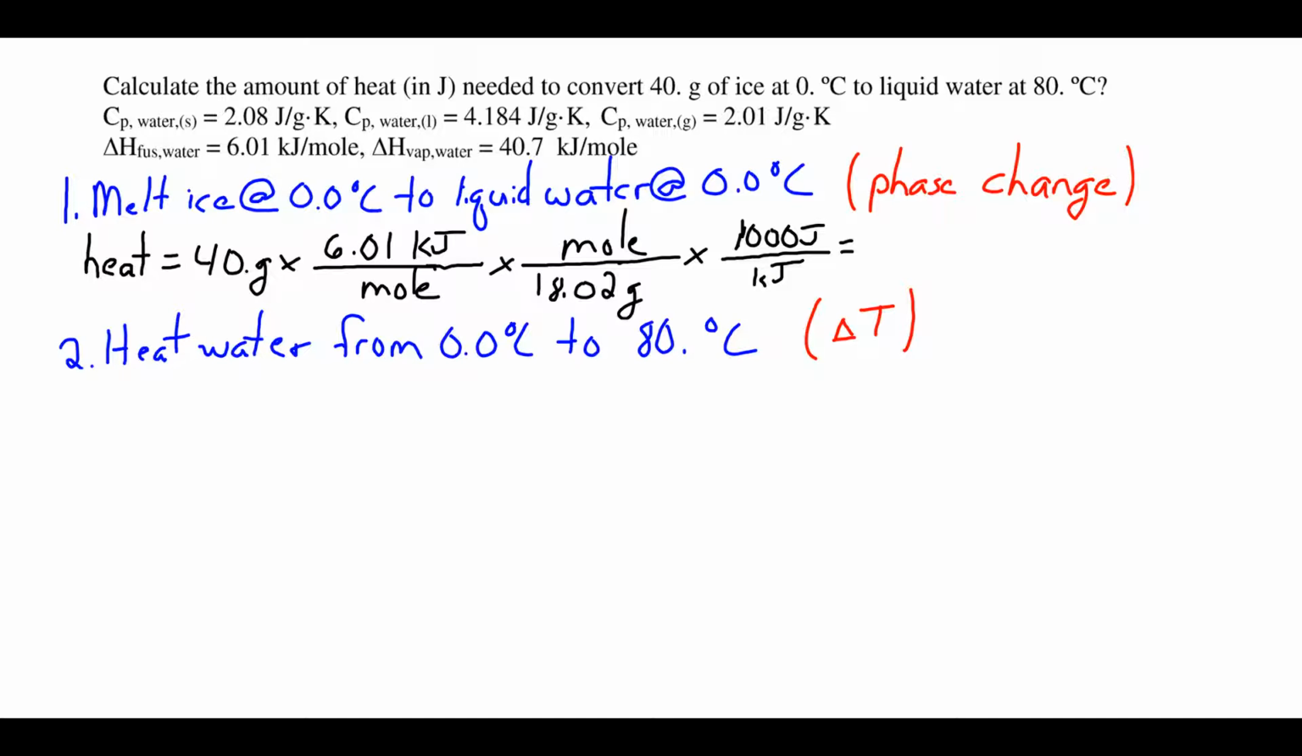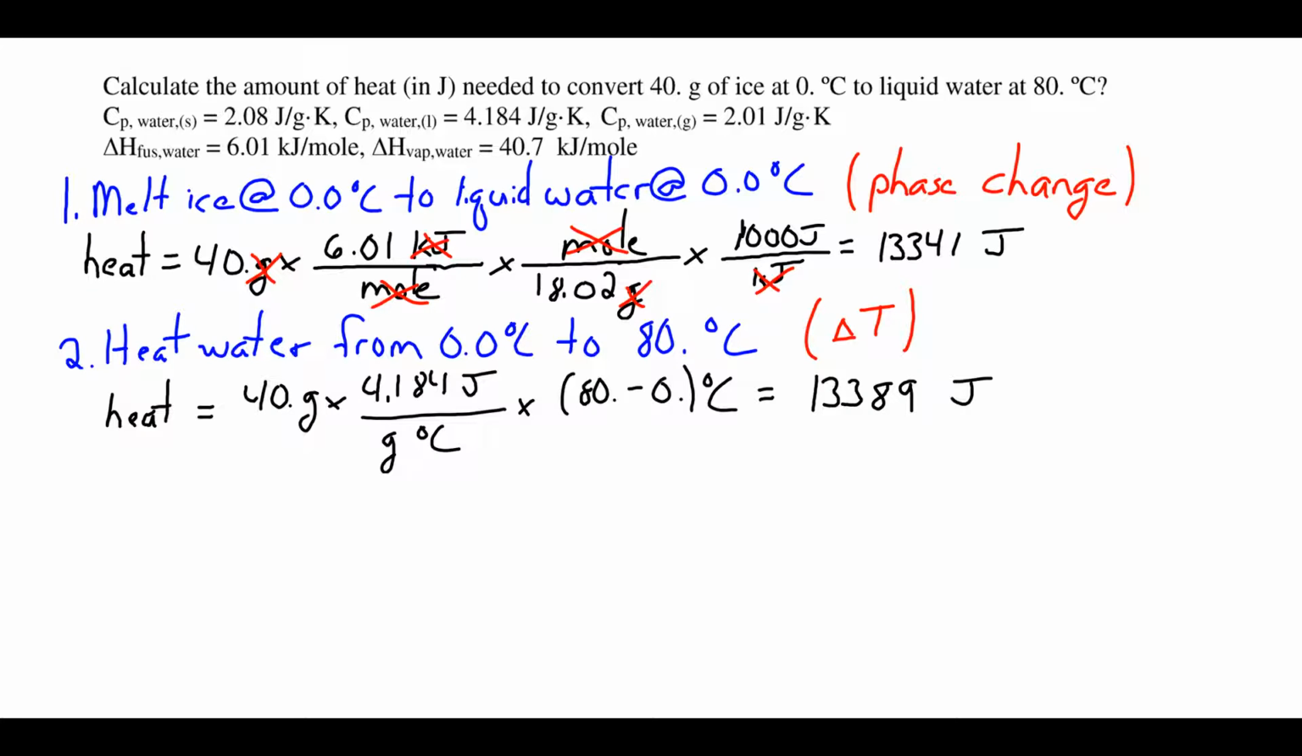In the first part of this problem, we're going to have to incorporate the delta H of fusion of water. It's given to us in kilojoules per mole, so we're going to have to be aware of that as we work through our units. Grams cancel. We're going to have to convert the mass of water to moles so that we can get the moles to cancel. Now we have units of kilojoules, and we want to convert those to joules so we can add the results of these two calculations. So we convert kilojoules to joules.